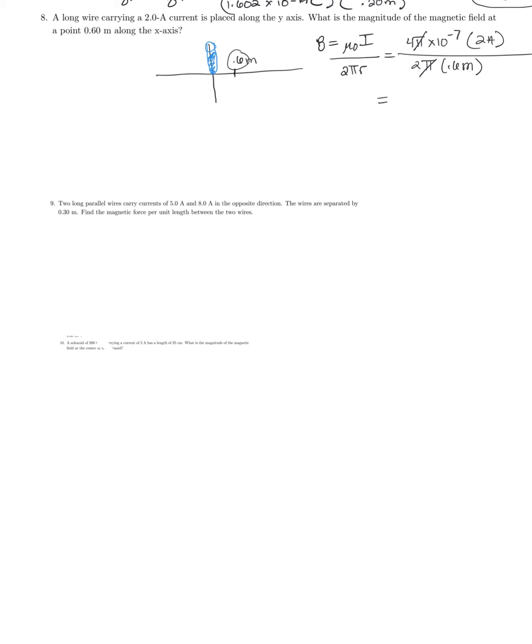Okay, so I get that this equals 6.67, which really we only have, again, 2 significant figures here. So we could just say 6.7 times 10 to the minus 7, and that's in Teslas.